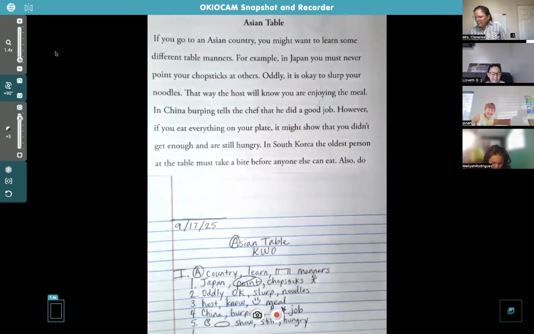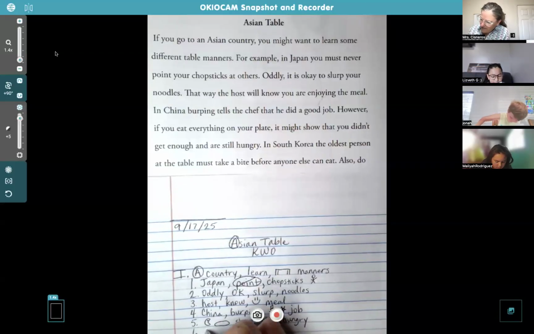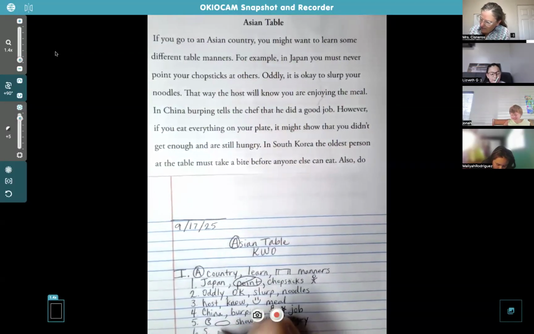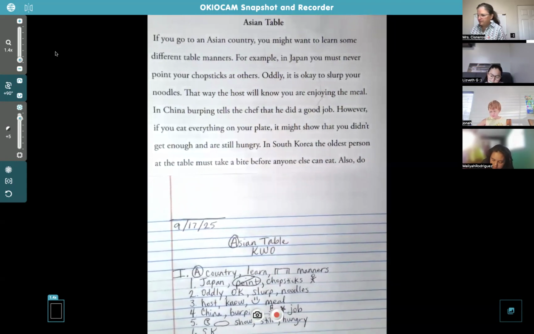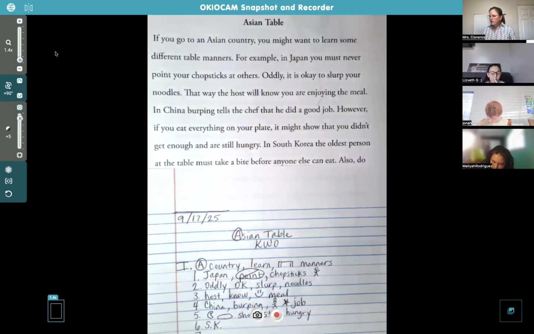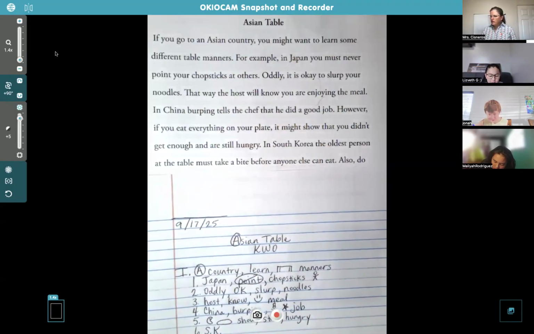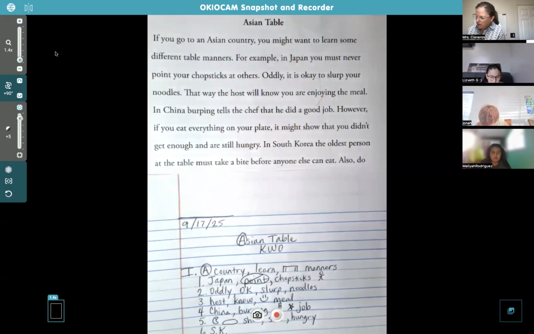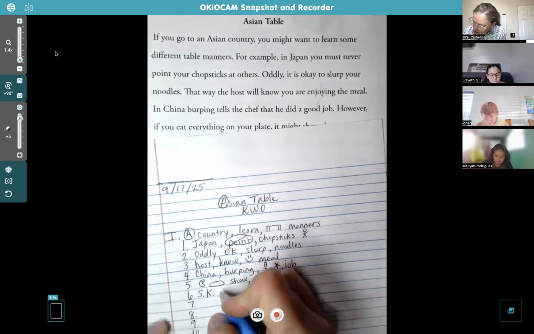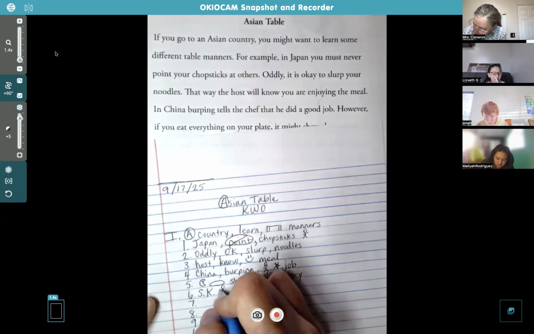I think we can do S and then K for South Korea. Okay. And then we can do a person that looks old, like maybe with a cane. Okay. And then we can draw a table.